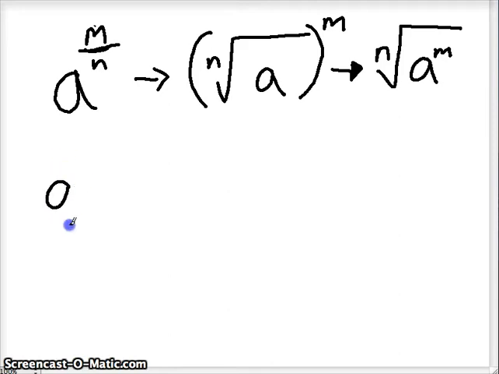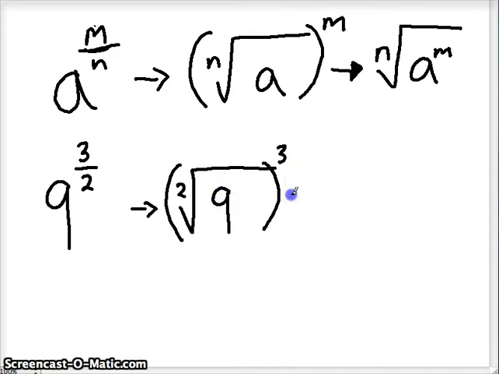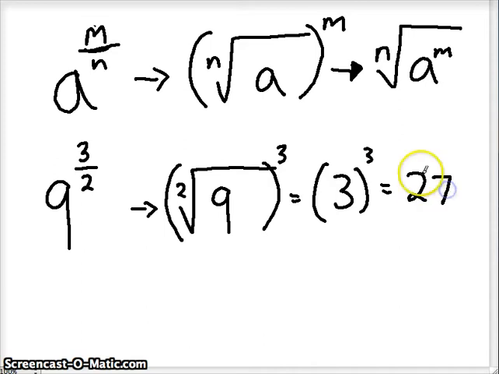If I have 9 to the 3/2 power, in exponent form, maybe it doesn't make any sense. So if you change the form to radical form, it may help you simplify. So 9 is our base, right? 2 is our index, so we're taking the square root of 9 and we're going to cube it. So the square root of 9 is 3, and 3 cubed is 27. So 9 to the 3/2 power is 27.